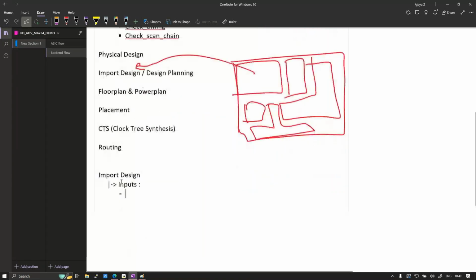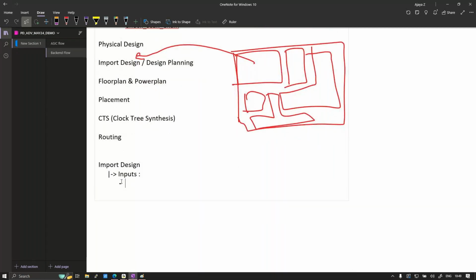Inputs required will be what all you have extracted from your synthesis stage. Those particular inputs should be provided, along with that some more extra inputs. Now, that is like gate level netlist, UPF file, SDC file.